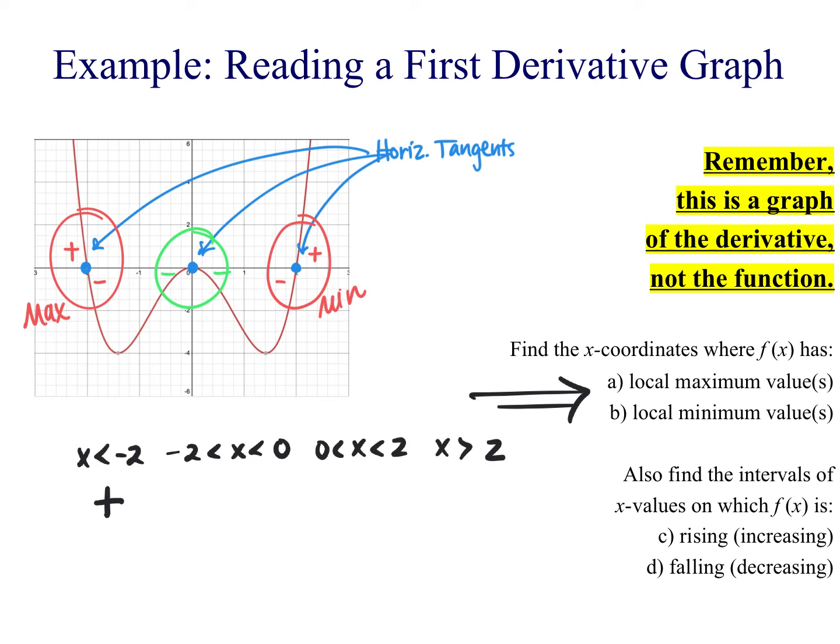So this would be a plus because it was above the x-axis. This is a minus because it's below the x-axis, followed by a second minus because it's below the x-axis and changing to a plus. And so then we can identify when the function is rising. The function is rising on the intervals x less than -2 and x greater than 2 because the first derivative is positive. And the function is falling or decreasing from -2 to 0 and 0 to 2 because the derivative is negative. Are there any questions on that?